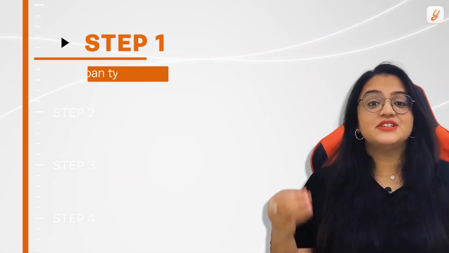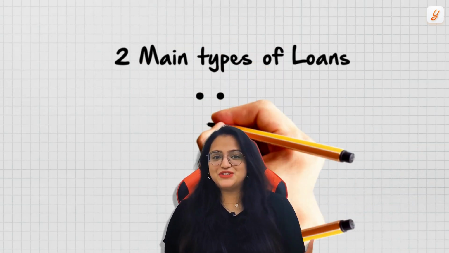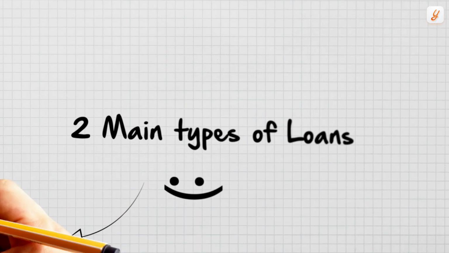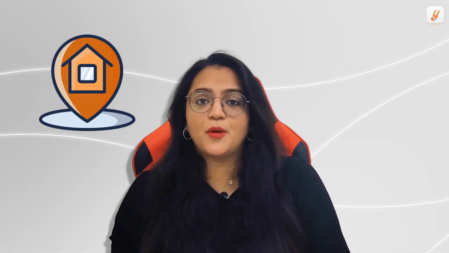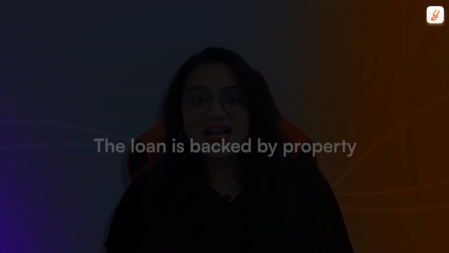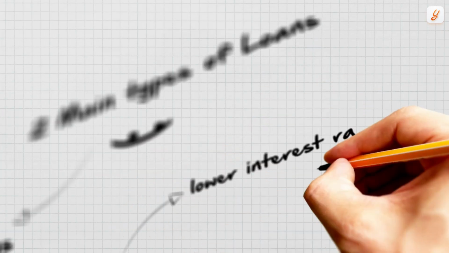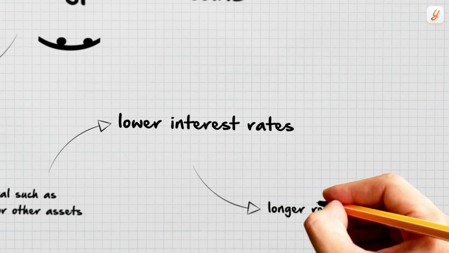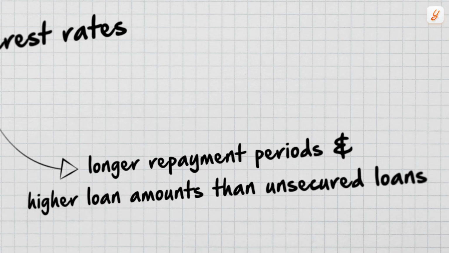Step 1. Researching the different types of loans and lenders. There are two main types of education loans. The first one are secured education loans, which are backed by collateral. This could be your property, investments, or any other assets that you may have. Since the loan is backed by property, the lender's risk is lower, thereby giving you lower interest rates, longer repayment periods, and higher loan amounts as compared to the second type, which are unsecured loans.